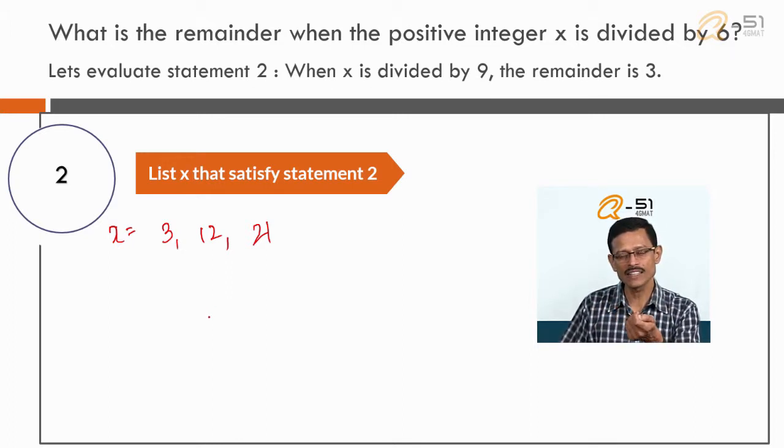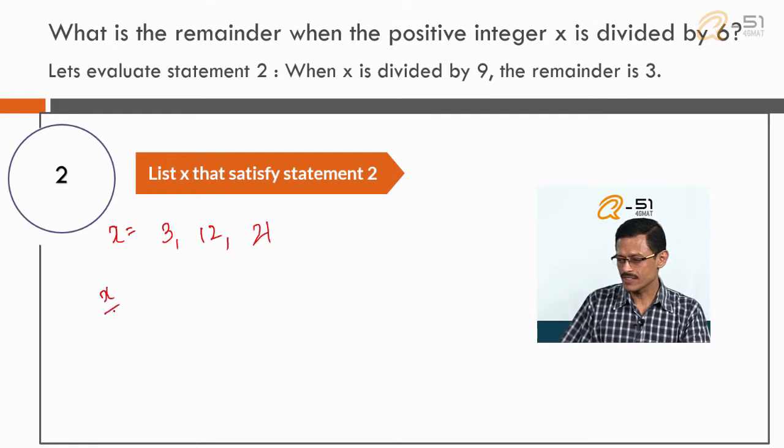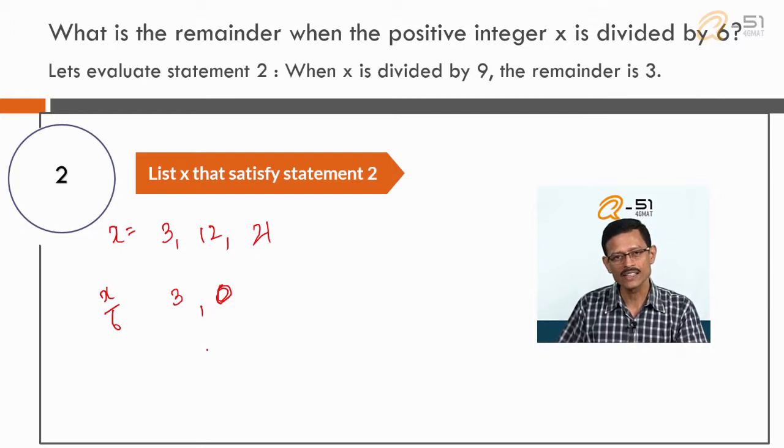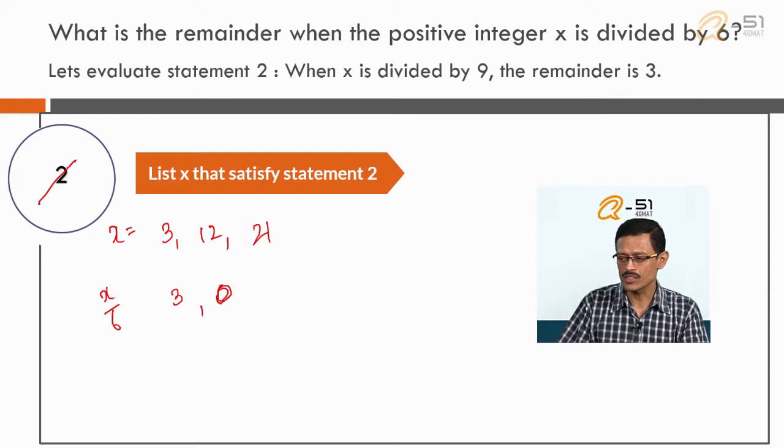If you get a uniform remainder, let's look at why it happens. Otherwise, we can trash statement 2 as well. When x is divided by 6, if x is equal to 3, 3 divided by 6, the remainder is 3. If x is equal to 12, 12 divided by 6, the remainder is 0. So, are we getting a uniform remainder? We are not. We are getting more than one value for the remainder using the data presented in statement 2. So, even statement 2 is not sufficient.